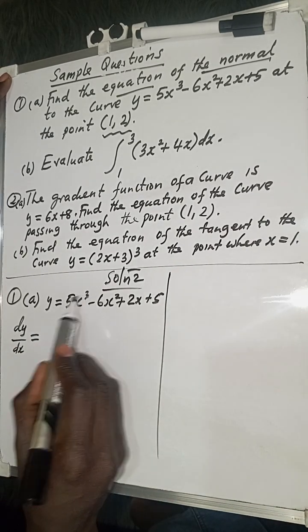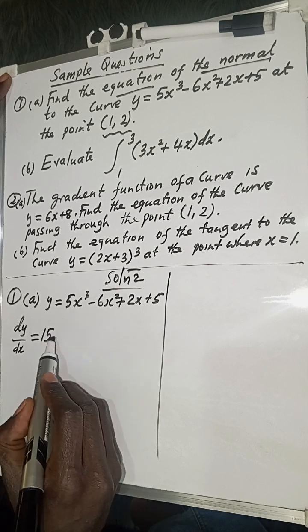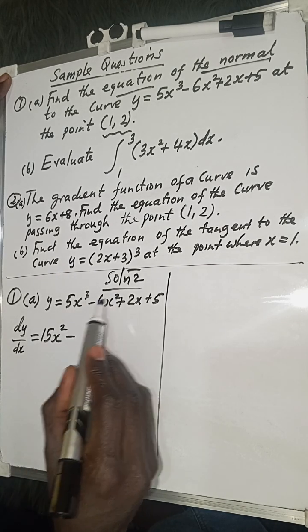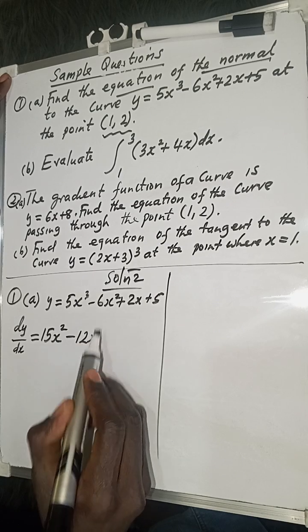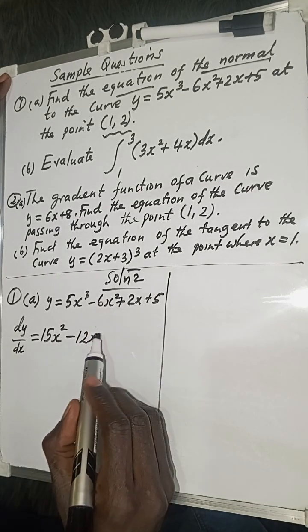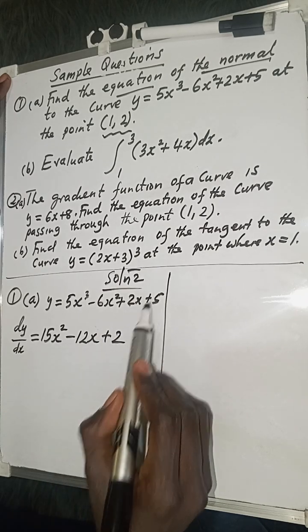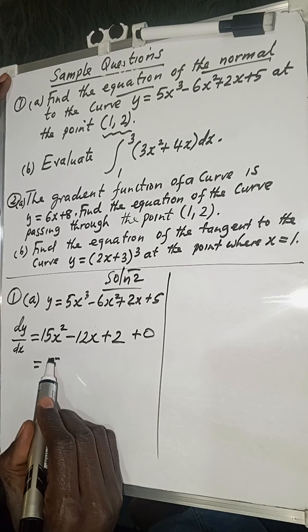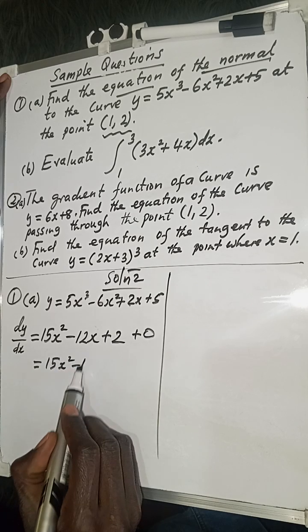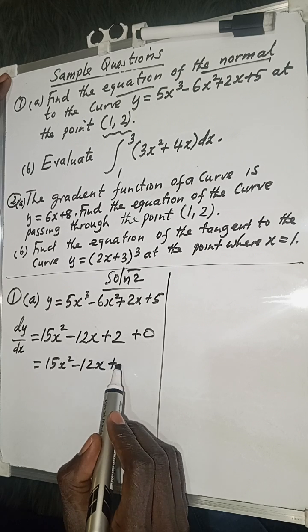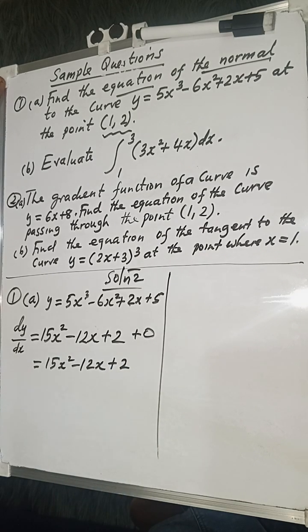So when I differentiate this times that would be 15, then that would be x, that power reduces by 1, minus this times that is a 12, x, the power reduces by 1. Then 2x, when I differentiate that, I'll have a 2. The last one there, I'll have a 0. So therefore, this is just going to be 15x squared minus 12x plus 2. That is what we are going to have there.